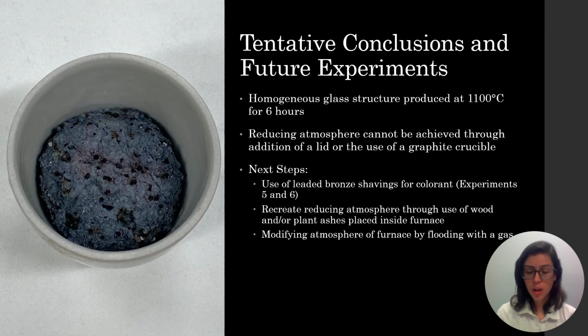We also know that a reducing atmosphere cannot be achieved through the addition of a lid or the use of a graphite crucible. Our next steps are to change the formula of the glass, replacing the malachite with leaded bronze shavings for the colorant to see what effect this has on the glass created.